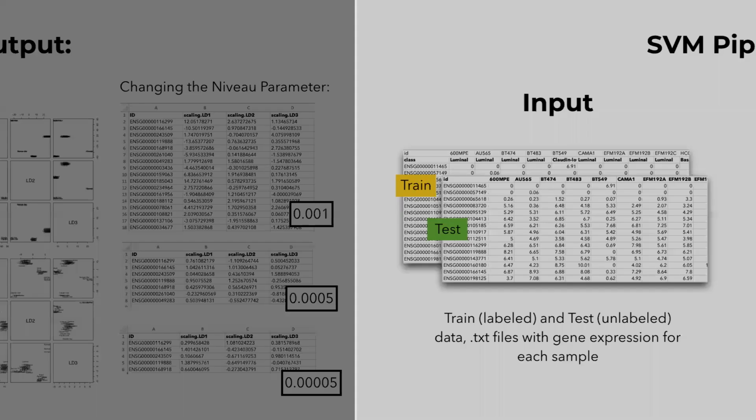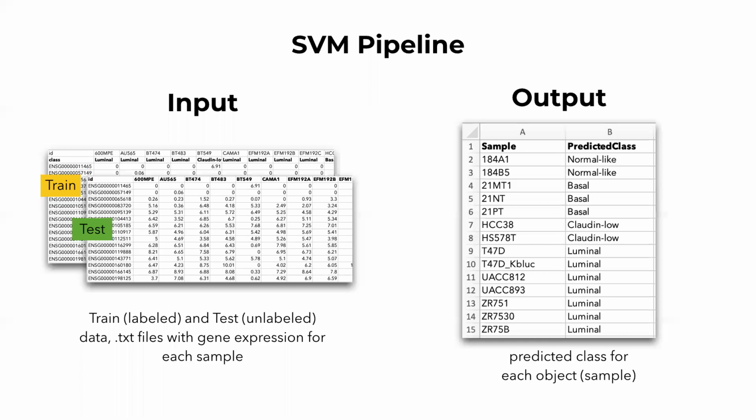SVM stands for Support Vector Machine. And this is an efficient classifier that can deal with complex separation between classes. And it's also very efficient. However, the SVM pipeline can have trouble working with too many features. The input for this pipeline is going to be test and train data, and the output is going to be predicted classes with accurate results for predictions.